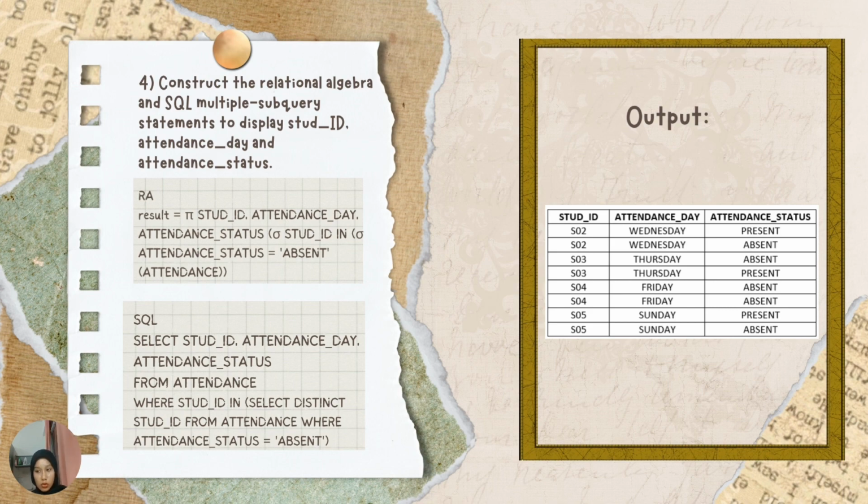The question is to construct the relational algebra and SQL multiple subquery statement to display student ID, attendance day, and attendance status. For this one, the student ID, attendance day, and attendance status columns will be retrieved from the attendance table for the attendance records of students who are marked as absent. So the subquery selects the distinct student ID values of students who have attendance records marked as absent, and the outer query filters the rows of the attendance table based on the subquery result. So this one is the output student ID, attendance day, and attendance status.